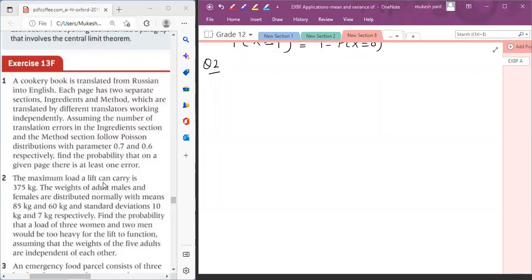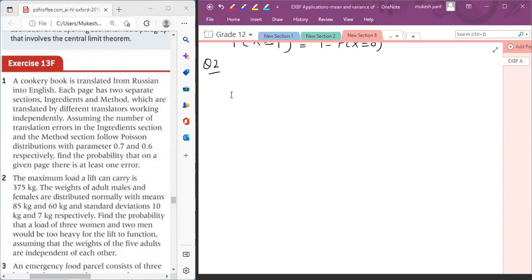The maximum load a lift can carry is 375 kg. The weights of adult males and females are distributed normally with means 85 kg and 60 kg, and standard deviations 10 kg and 7 kg respectively. Find the probability that a load of 3 women and 2 men would be too heavy for the lift to function, assuming that the weights of the 5 adults are independent of each other.